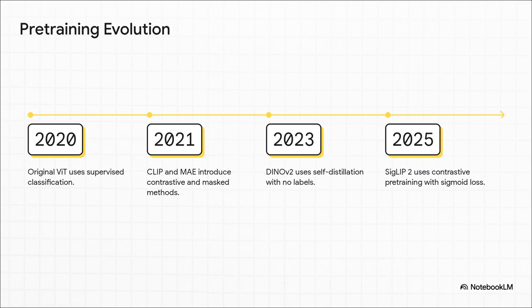We started in 2020 with the original Vision Transformer, using simple supervised classification on the JFT-300M dataset. Fast forward to 2021, and we shifted to self-supervised and contrastive methods like CLIP and MAE. 2023 brought us DINOv2, using self-distillation with absolutely zero labels or captions. And by 2025, we arrive at SigLIP 2, using a brilliant contrastive objective with a sigmoid loss.